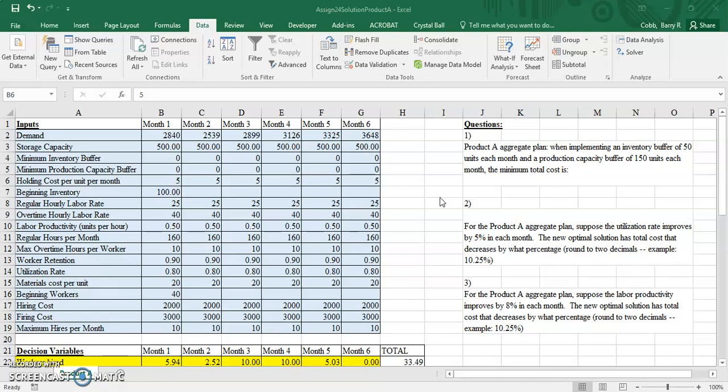And I've got my model here open. This is the aggregate planning or sales and operational planning model for product A. You may see some of these type of questions about either product A or product C on the assignment.